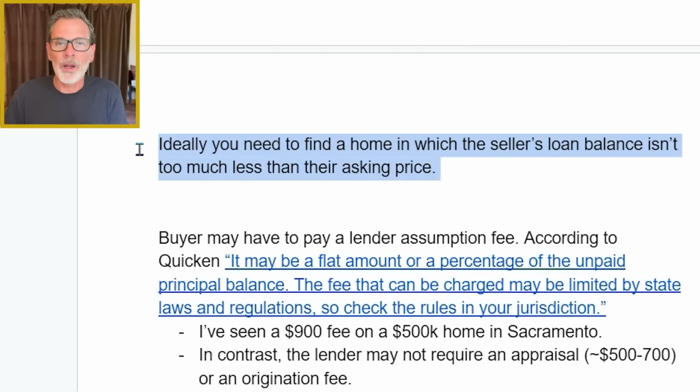Just to give you guys one example, for a $500,000 house that's listed for sale in my neck of the woods, which again is in Sacramento, the lender assumption fee was $900. Again, it varies by the lender and the area probably as well. In contrast, the lender may not require an appraisal, so you could save in the range of $500 to about $700 for that. And also you could avoid an origination fee as well, which will also be savings for you as a home buyer.